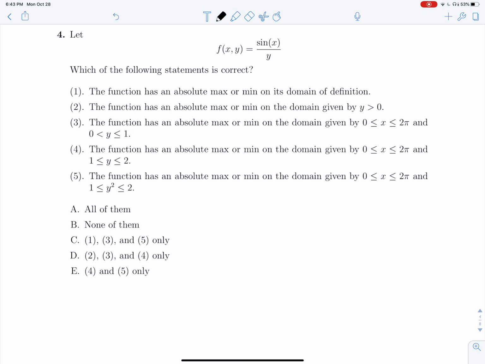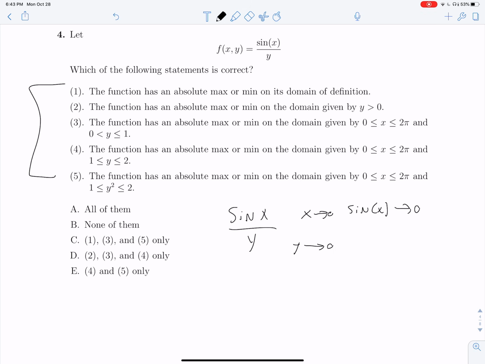So I wouldn't expect to see this kind of thing, and it's also not particularly exam 2 material anymore, but we can still do it. So sine x over y, we know that, and we're looking for some absolute maxes and mins. We know that as x approaches 0, sine of x will also approach 0, and as y approaches 0, really bad stuff happens.